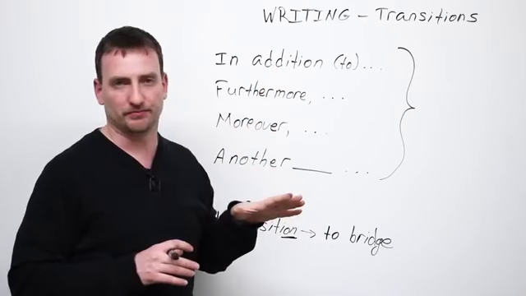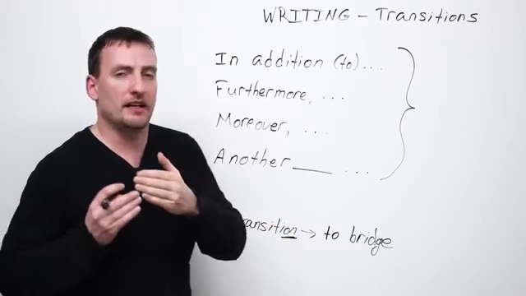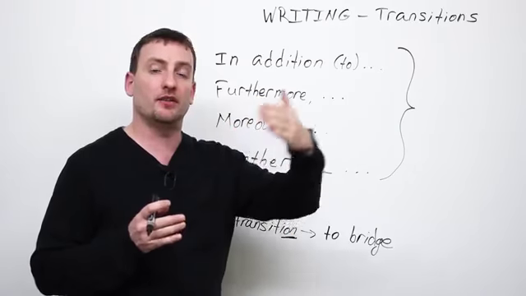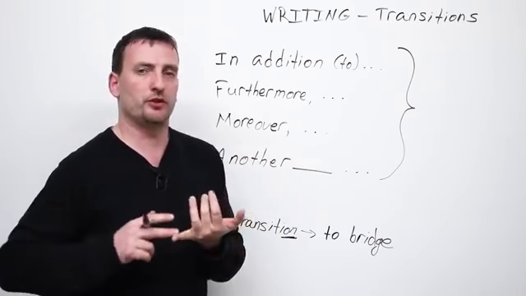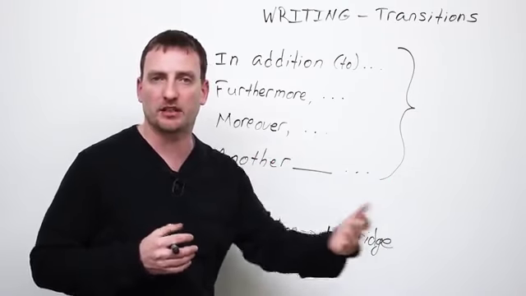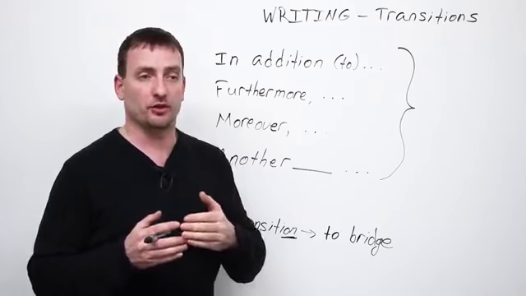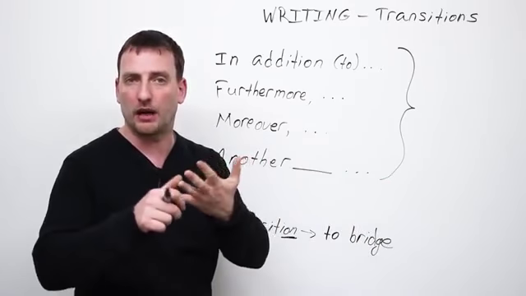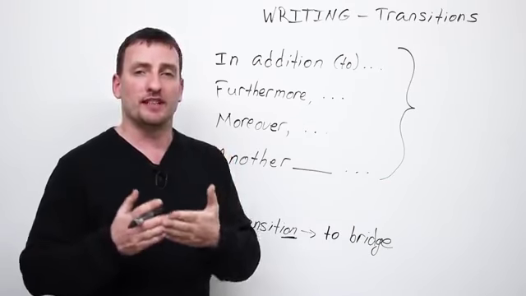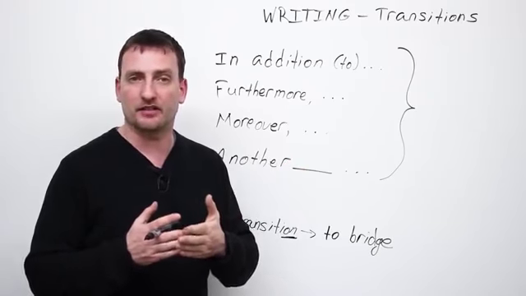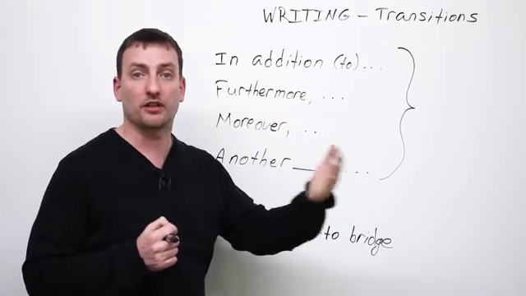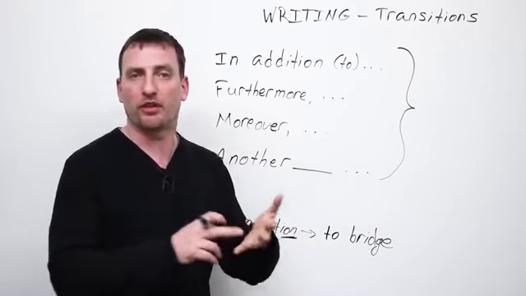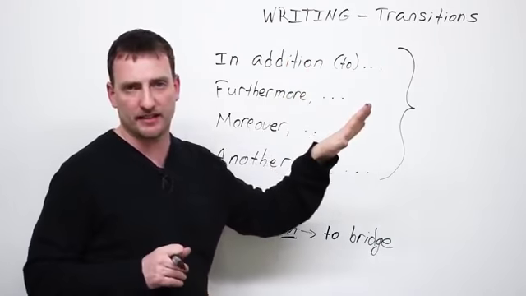What is a transition? A transition means a change from one idea to another idea. Now, there are many transitions in English. We use transitions to add information. We use transitions to show a contrast, although, however, etc. We use transitions to show conditions, if, unless. We use transitions to get to a conclusion. Therefore, thus, okay? Lots of transitions.